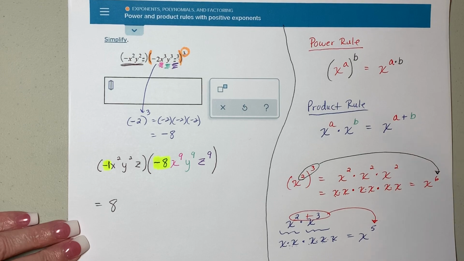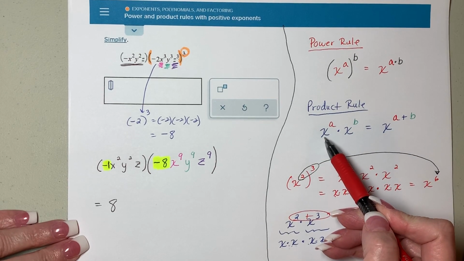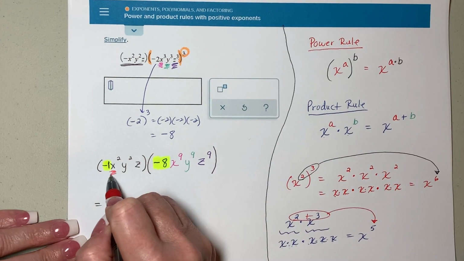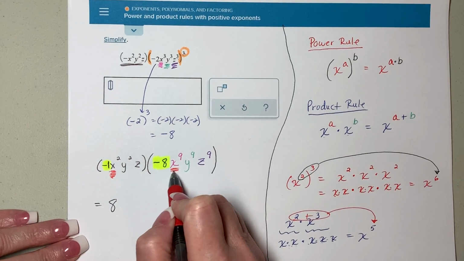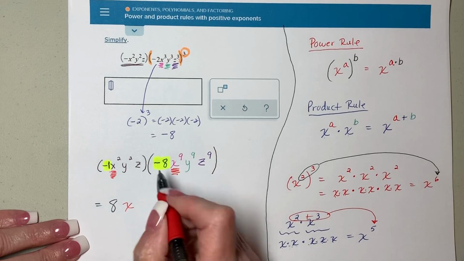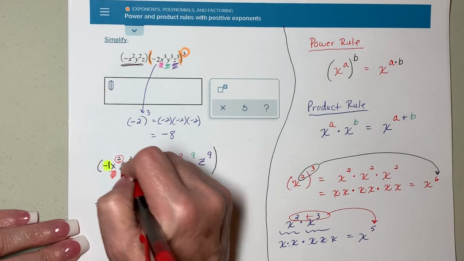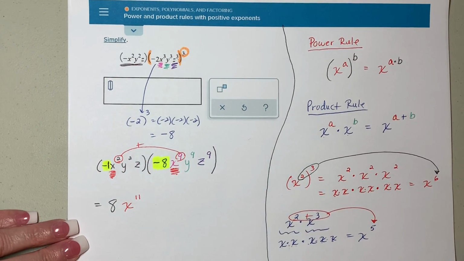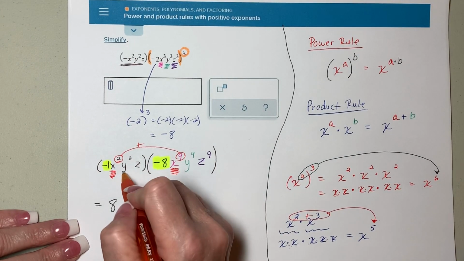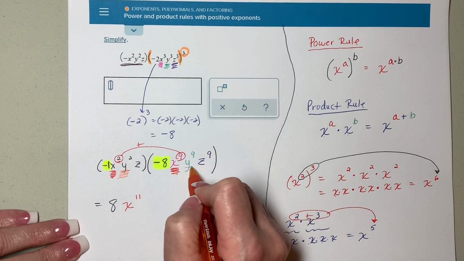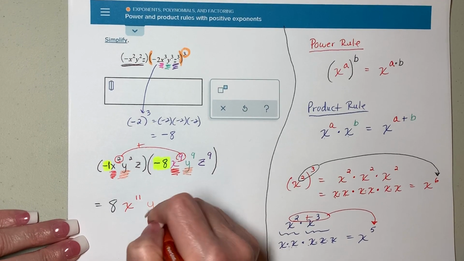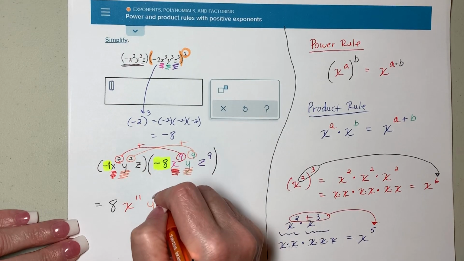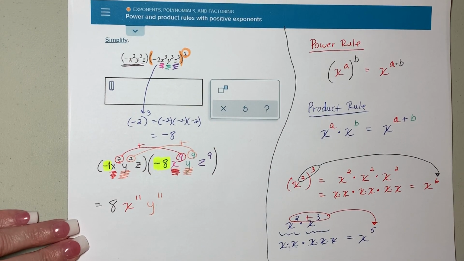And then I'm going to use the fact that if you multiply an x times an x, you add the exponents. I'm going to take this x squared times this x to the 9th. I'm going to add the 2 and the 9. Add those together, and that's going to be 11. Then I'm going to take the y squared times the y to the 9th. I'm going to take the squared here and the 9 there, add those together, and that's y to the 11th.